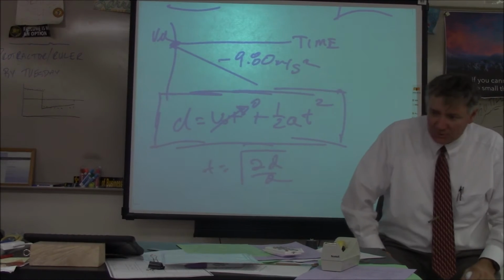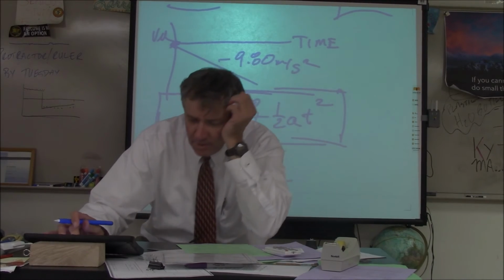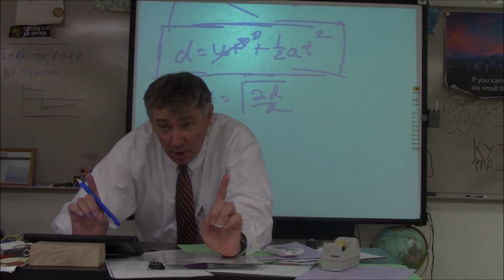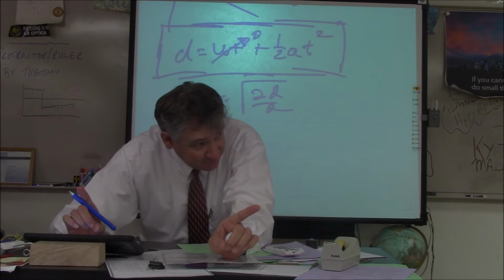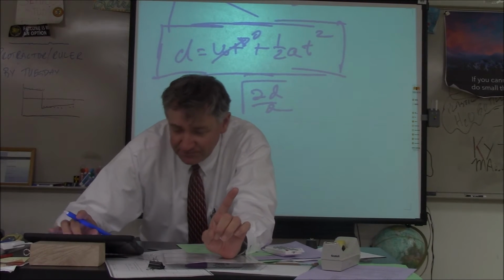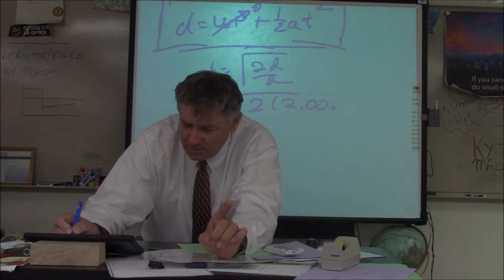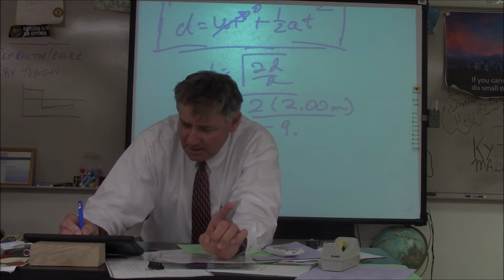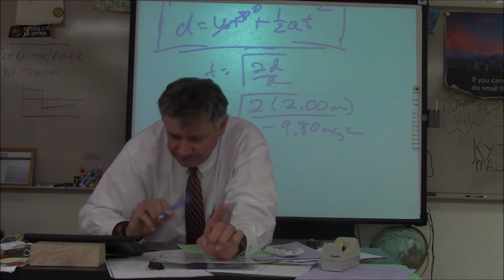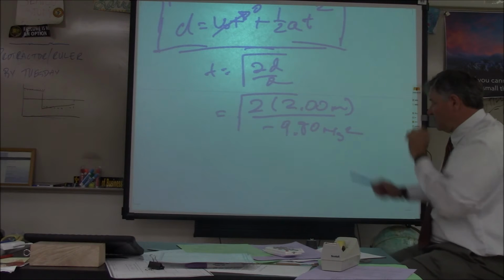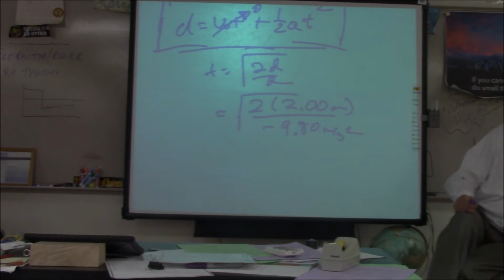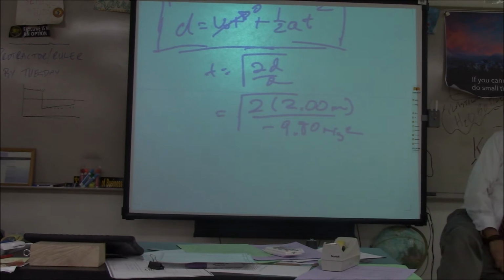Okay. Cool. So at this point, I'm going to do something wrong. Do not do what I'm about to do. I'm going to take 2 times 2 meters divided by negative 9.8 meters per second squared. So for those of you that are math nerds, which is about everybody in this room, why is this a train wreck? You have a negative underneath a radical.